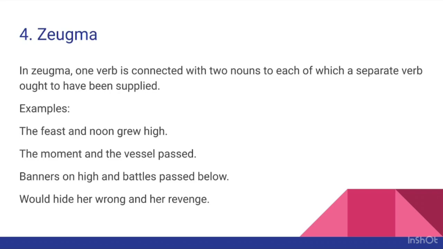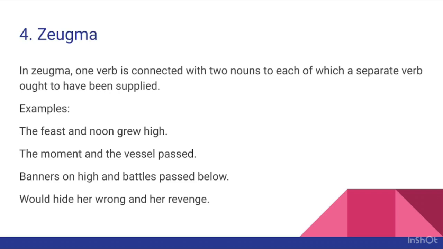The feast and noon grew high. So two nouns, feast and noon, are connected with one verb, grew. But each one of these nouns, feast and noon, requires a separate verb which has not been used here. Hence, it is a zeugma.